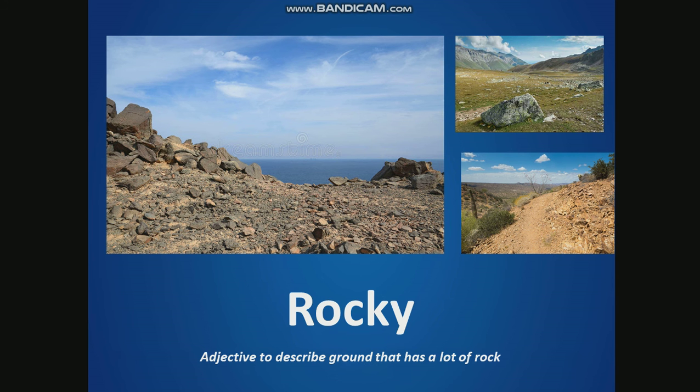Rocky. Rocky is an adjective to describe ground that has a lot of rocks. Okay, so for example, this is rocky here. This is rocky ground. In the United States, we have a group of mountains that extend from Canada all the way to Mexico through the United States called the Rocky Mountains. And they are called the Rocky Mountains because the land, the ground, has a lot of rocks in these mountains.